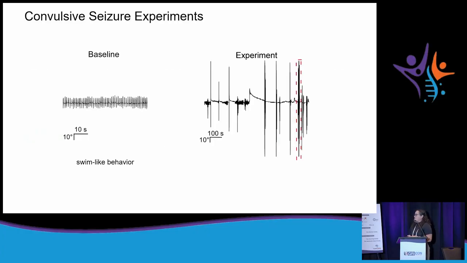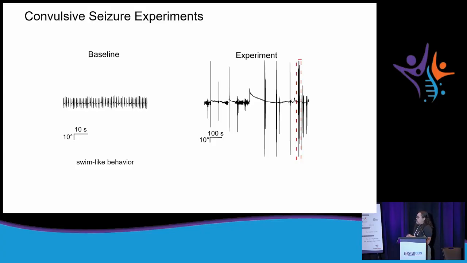Okay. So then from these experiments, I get activity that looks like this. I have baseline activity that is very low level, very low in amplitude, and it's very repetitive and stereotyped. And we think that's just swim-like behavior that the animal is experiencing. And it's very different from what I see during the experimental condition when I put on PTZ. I start seeing these large level, high amplitude tail deflection events interspersed with minimal to no activity. So we think these are our convulsive seizure events.